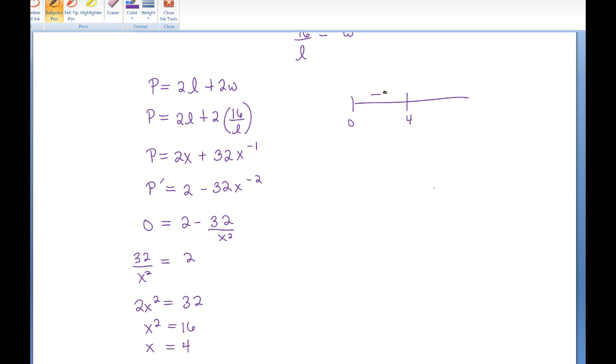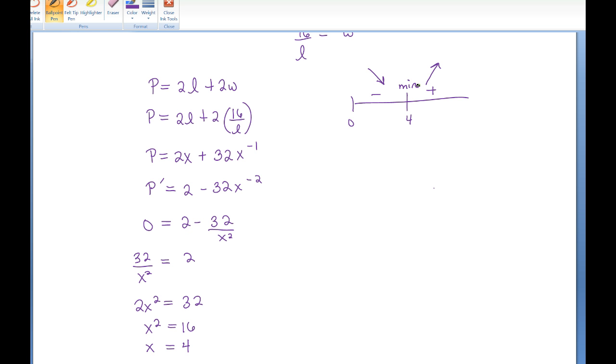So, I'm sorry, I think I was reading the wrong problem, but we're looking for the smallest perimeter. So it's going to go negative and then go to the right of 4. Say 6. So we'll have 32 over 36. And that's going to be positive. So it's going to go down and then up. So this is going to be a minimum.